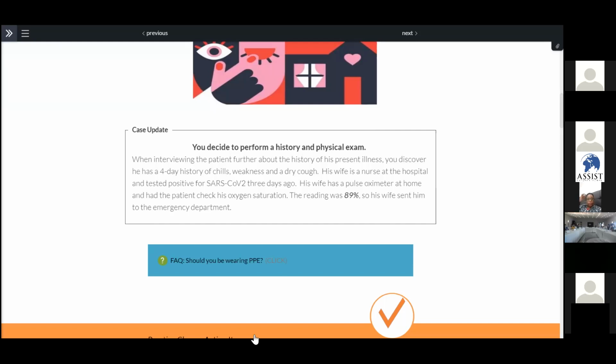As we were saying, the wife, who's a nurse, has used the pulse oximeter to check the saturation, and the reading shows that it's 89%. So his wife sent him to the emergency department where you are. What do you think is ideal? Will you examine this patient or rush for PPE? You can answer this question by dropping your answers in the chat box.